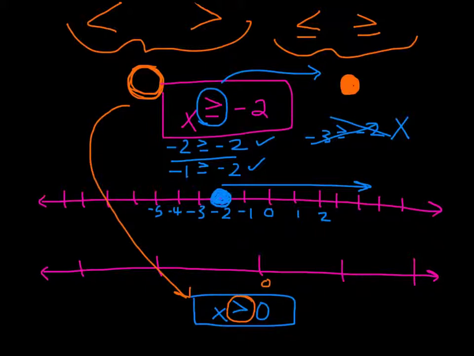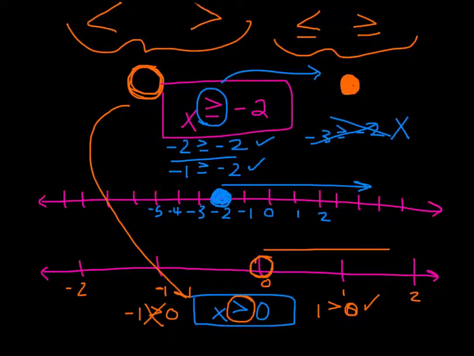I'm going to put some context to my graph by adding a couple of numbers. We have -2, -1, 0, 1, 2. I'm going to add my open circle. And now I'm going to decide, okay, if I were to put 1 in this situation, is 1 greater than 0? Yes. Now, is -1 greater than 0? No. So I know I'm going to shade in the positive direction.